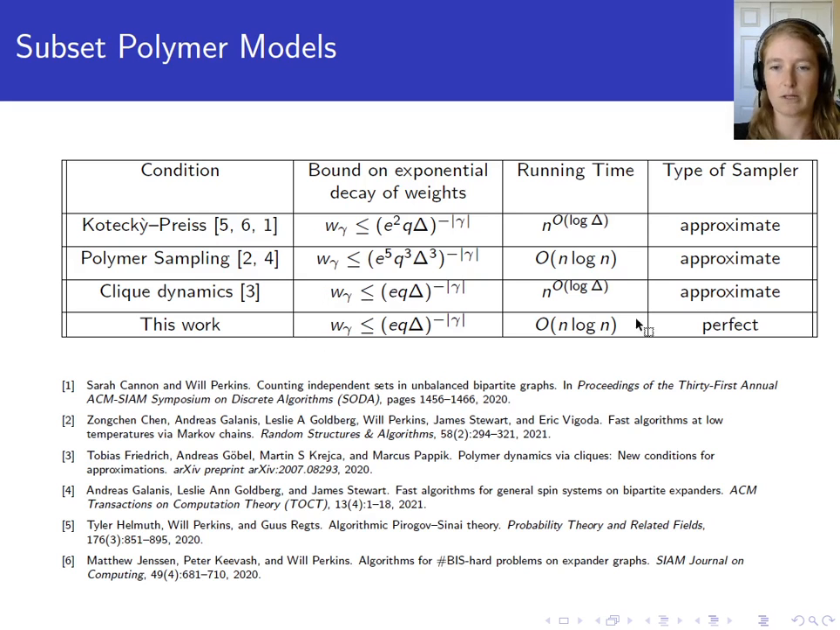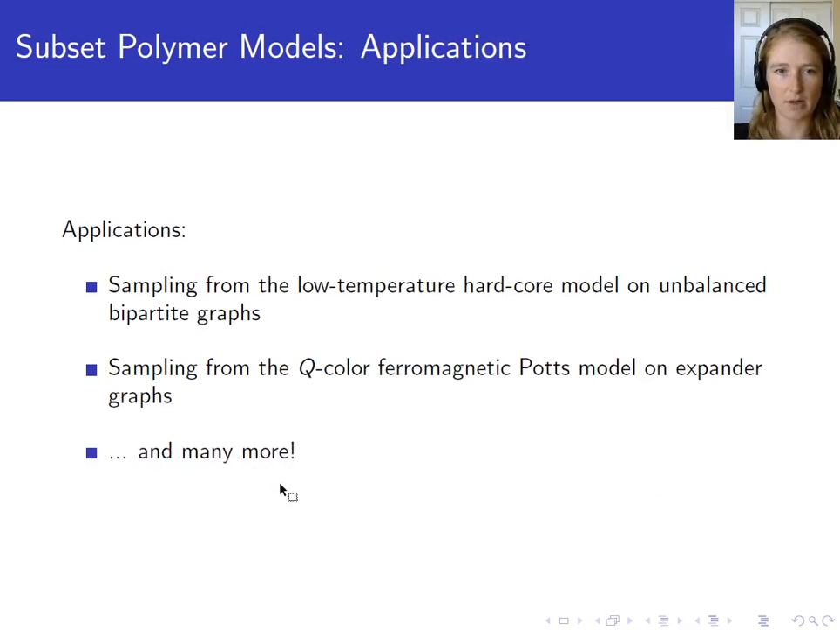We are able to do the best of both worlds, have the most permissive bounds on the weights of our subgraph polymer model, and also have that fast running time. And in addition, all of these previous methods gave approximate samplers. We are able to give perfect samples from this distribution. And if you want to take a look at some of the previous works, I've included all of these cited down below.